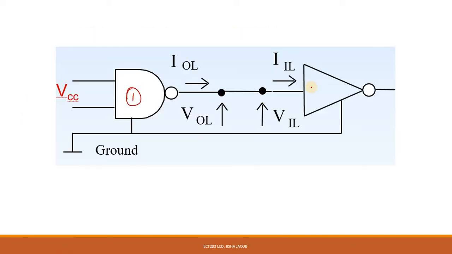From the circuit, once again, this is 1 and this is 2. The output of this first circuit is VOL, the corresponding current is IOL, because the logic that you're producing is 0. The same 0 reaches the input of the second gate, the inverter in this case, as logic 0. The voltage corresponding to it is VIL, V voltage, I input, and L logic low. The current corresponding to it is IIL.